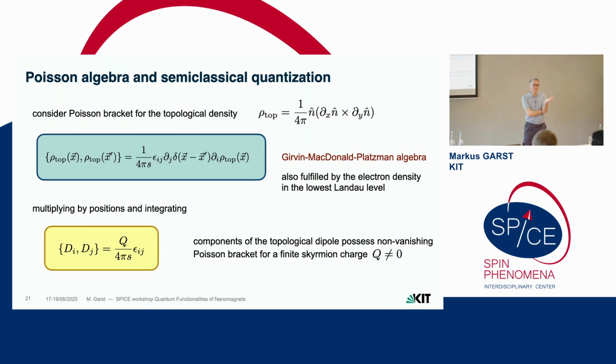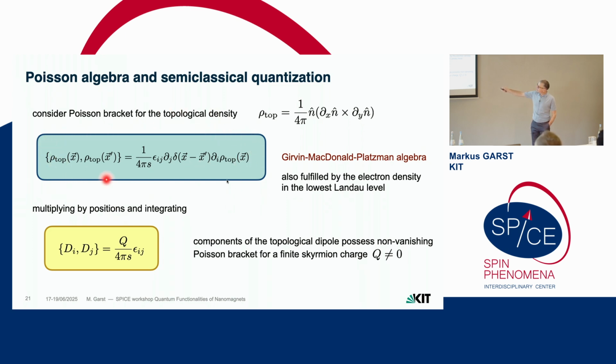Let me go one step further and now look at the Poisson algebra of the topological density itself. This is also quite interesting. So now we ask the question, what is actually the Poisson bracket of the topological density with the topological density at different positions? And this is also an easy exercise. What you find is that this algebra is closed, so it can be expressed in terms of the topological density itself. It has a very similar structure as we have seen before.